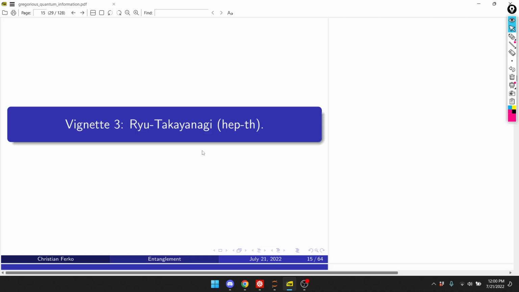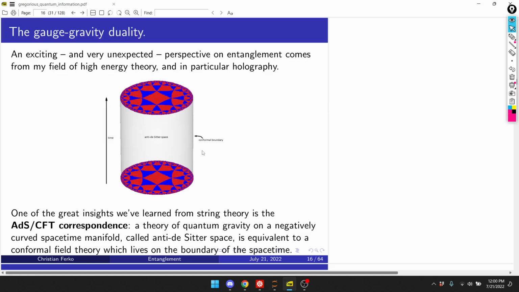last major vignette, and then we'll move on to the real part of the talk. This is the Ryu-Takayanagi formula. So if you know me at all, you might be asking, okay, why are you interested in this? Because my research interests focus on strings, fields, and gravity, and this seems to not be directly related to those. So the answer is that the reason I'm interested in this is because of holography.